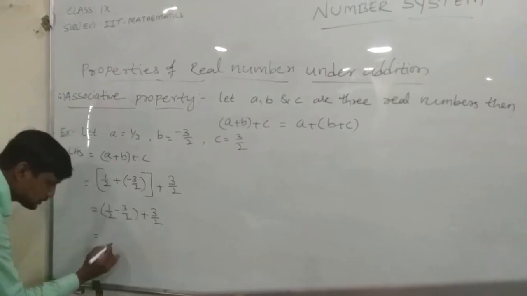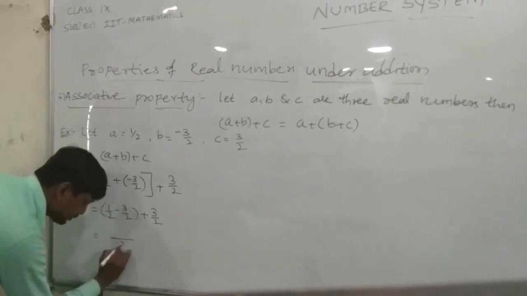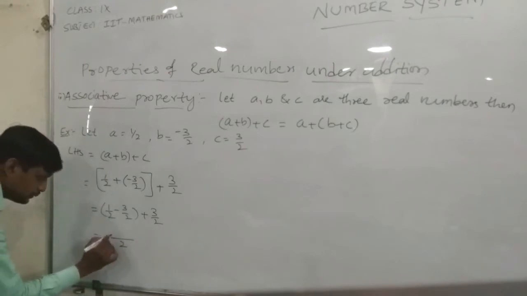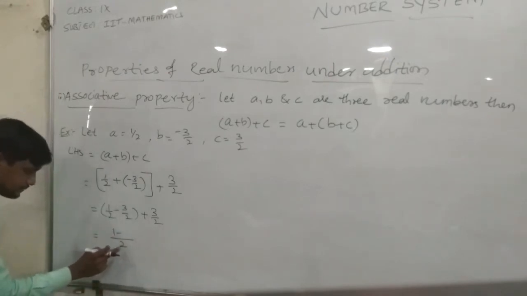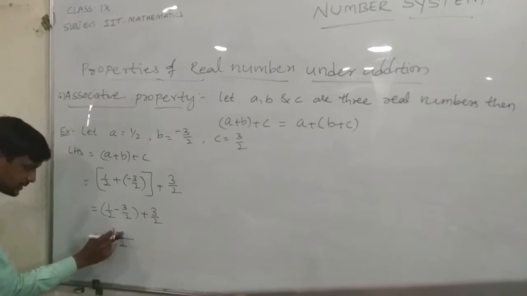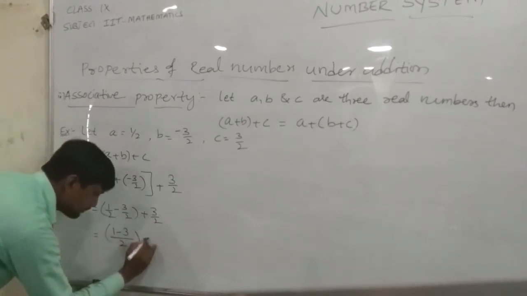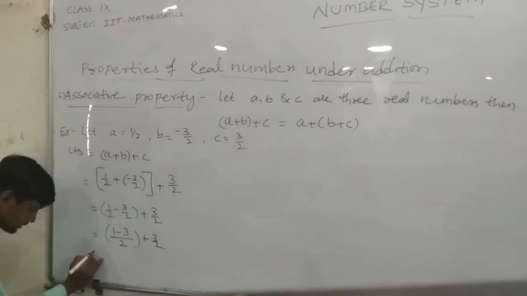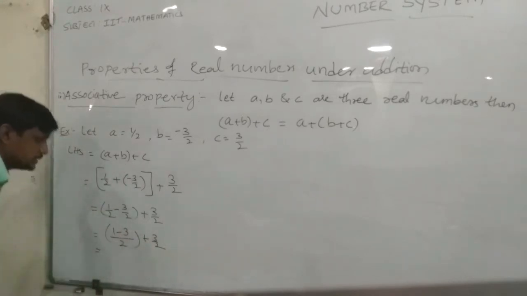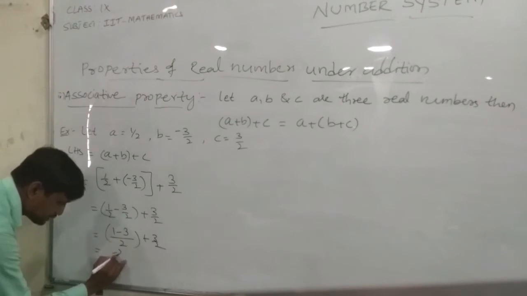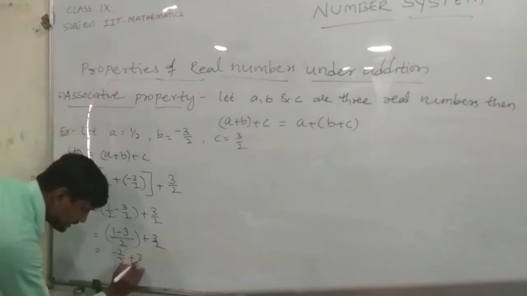The LCM for 1 by 2 and minus 3 by 2 is 2. So 2 by 2 is 1, 1 into 1 is 1, minus, here the minus symbol is there, as it is minus I am taking. 2 by 2 is 1, 1 into 3 is 3. Plus 3 by 2. That's equal to 1 minus 3, which is minus 2 by 2, plus 3 by 2.